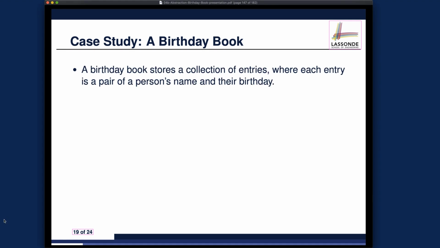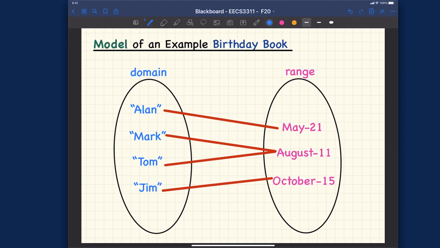A birthday book stores a collection of entries, where each entry is simply a pair of a person's name and their birthday. Just see one example here. Mathematically speaking, a birthday book is more like a relation, but for our purpose, I just want to show you a variety. You can think of it as a specialized form of relation, which is a function, because every name should be mapped to at most one birthday. So a person cannot have multiple birthdays, right? Having a relation is okay, but you have to put some extra restriction, which is what you have to do for Lab 2. But for now, let's make it a little bit simpler for you.